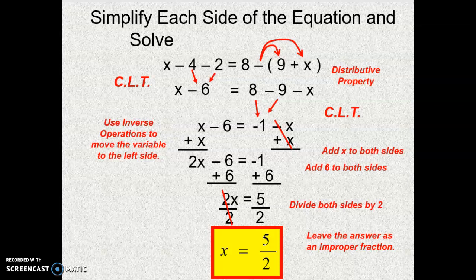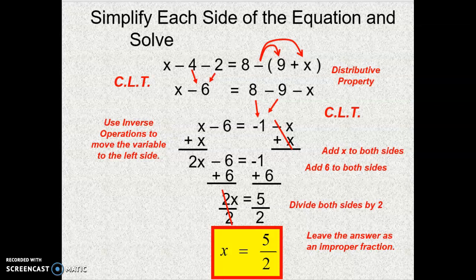Now I am going to begin using my inverse operations. Remember, we add, subtract first, then multiply and divide last. So I am adding the x to both sides. Notice I am wanting to get rid of the x. There's a negative x sitting there on the right. I want to get rid of that. So the inverse operation to a negative x would be a positive x.